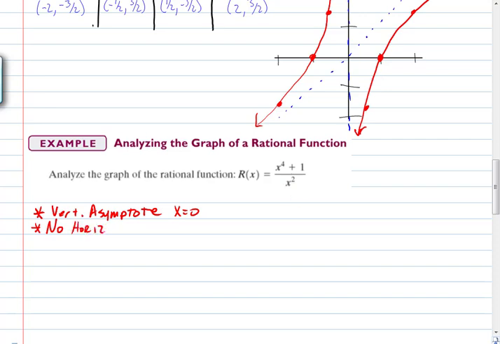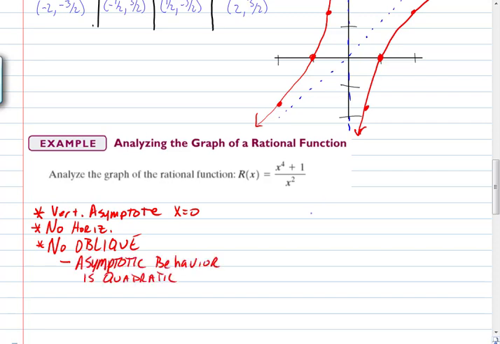No horizontal. What about oblique? It's not called an oblique. It's only called an oblique asymptote if the asymptote is linear. But there is asymptotic behavior, and that behavior is going to be along a quadratic. So there is asymptotic behavior. Asymptotic behavior is considered quadratic. If we were to divide x⁴ + 1 by x², what would we get? And we would subtract this, and we would get the 1, and we get x² + 1/x².